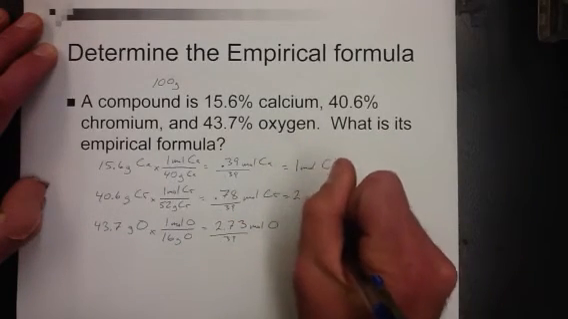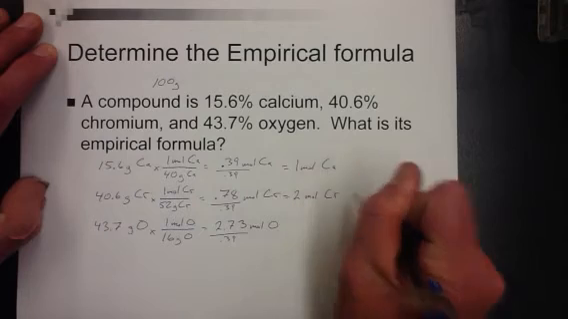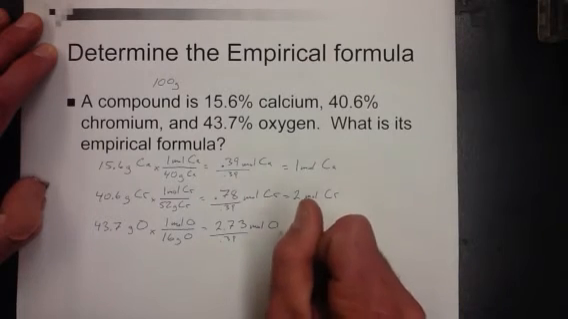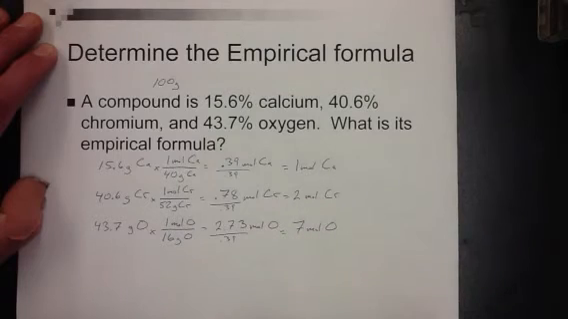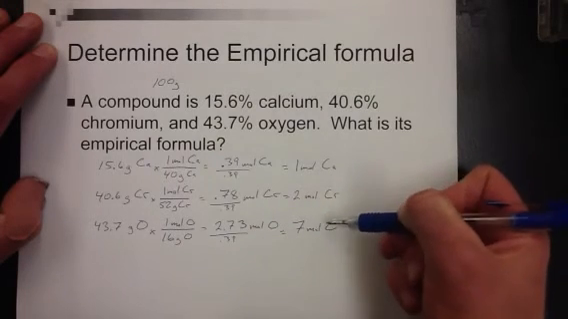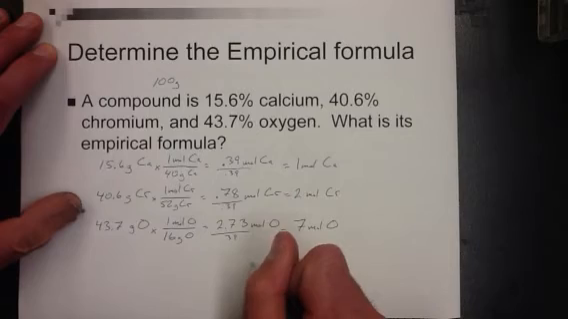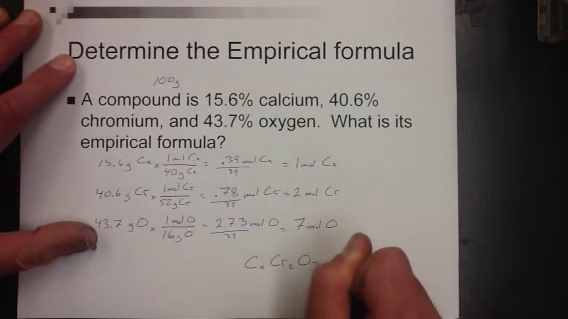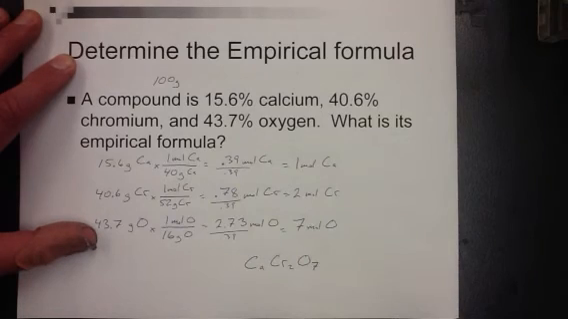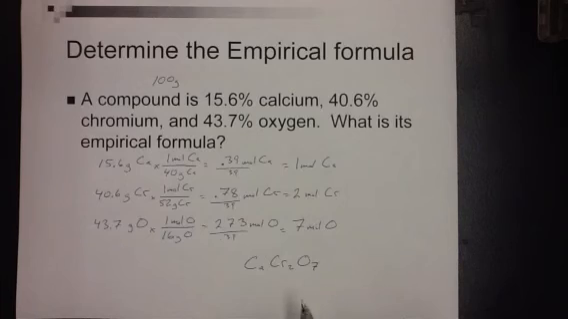You get 2 moles of chromium. And you get 7 moles of oxygen. So our ratio is 1 to 2 to 7. So when I write out the formula, it's CaCr2O7. So it's a 1 to 2 to 7 ratio. And we found that ratio by changing grams to moles and then dividing all the moles by the smallest number to find the lowest whole number ratio.